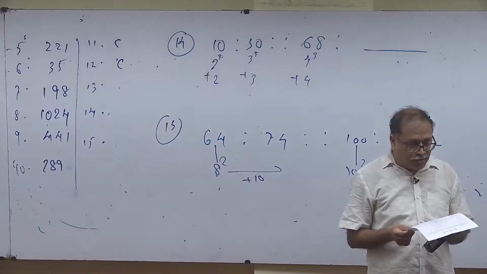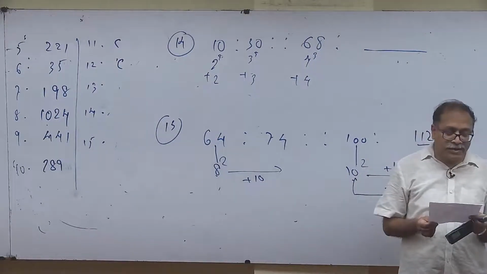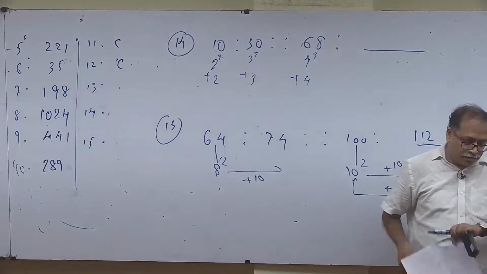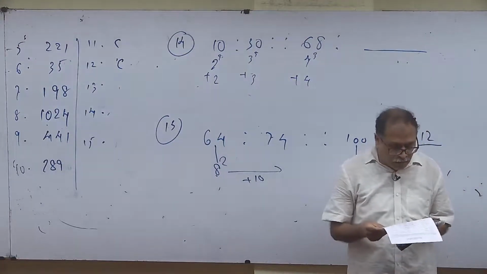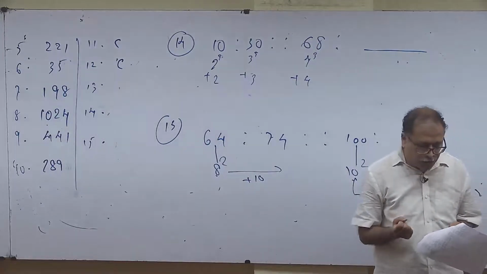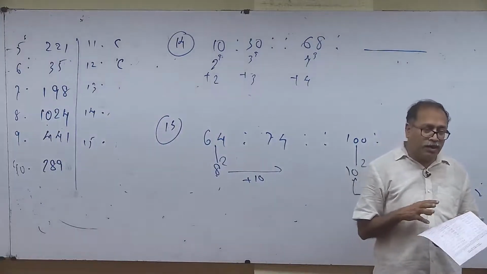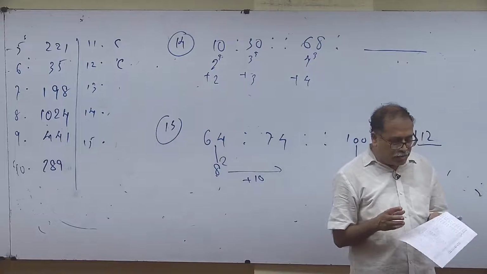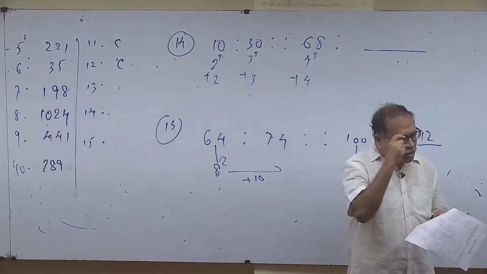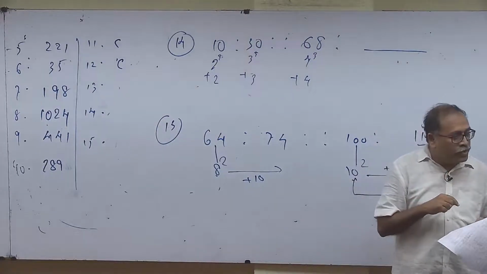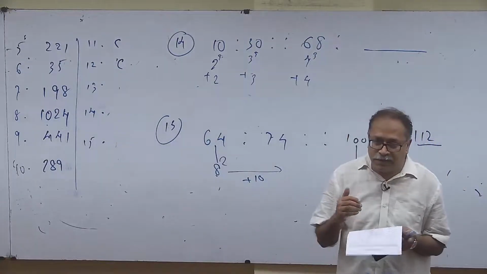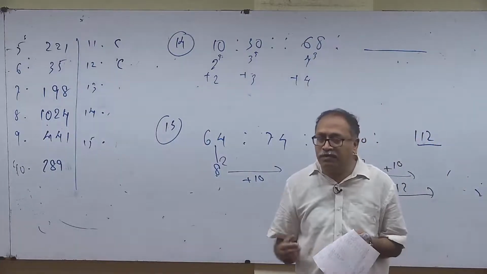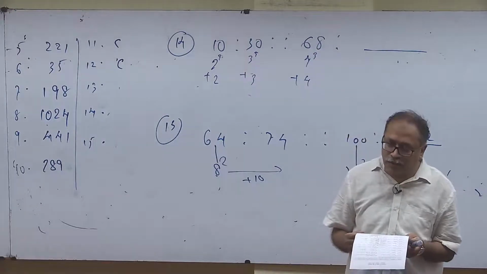Do we have any option? Yes, it's there. 1331. Okay. 5 and 7. So the next odd number cube. 9 square, 81 is 9 square. Next odd number 11. 11 cube is 1331.